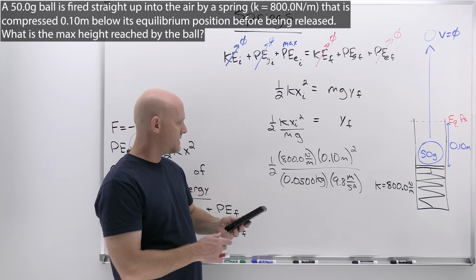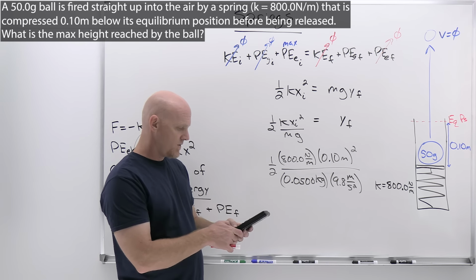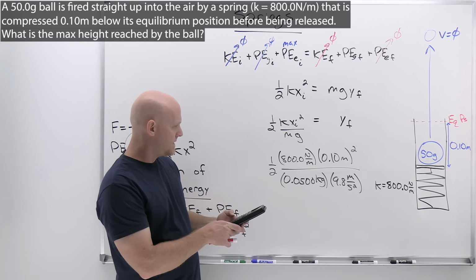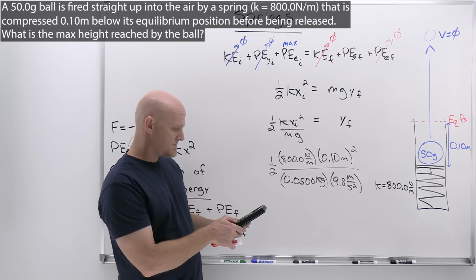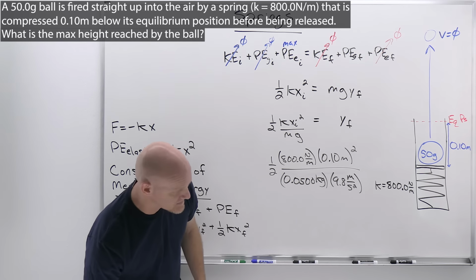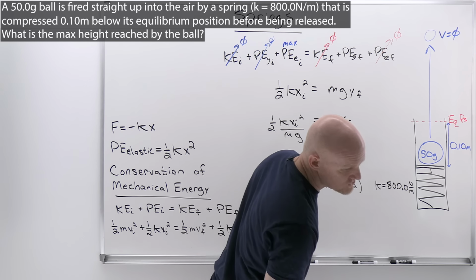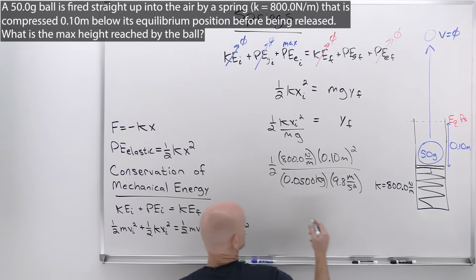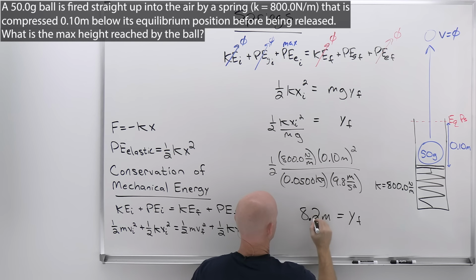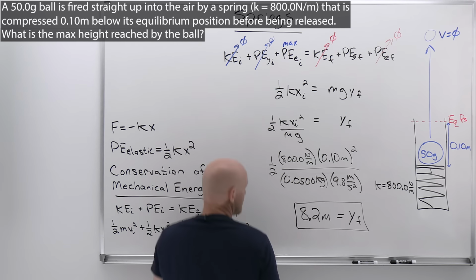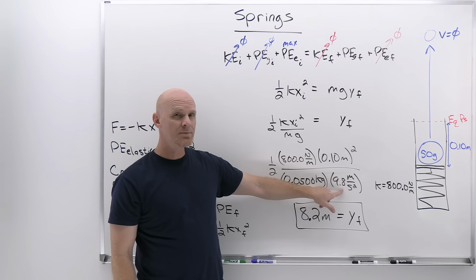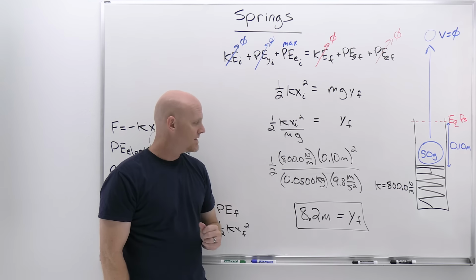So if you want to, you can ballpark it in your head, but let's definitely let our calculator do some work for us. So 0.5 times 800 times 0.1 squared divided by parentheses 0.05 times 9.8, and we're going to get 8.16 meters. If we look at all our numbers, we really need 2 sig figs there. And so we're going to round that to 8.2 meters. And indeed, we said it should be right around 8 meters. We realized instead of using 10 for gravity, we're dividing by the true value, which is a little bit lower, so we should end up with something just a little bit higher than 8 meters.